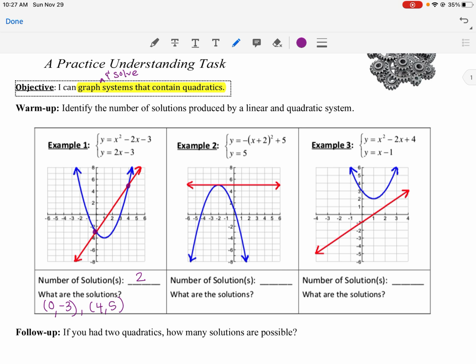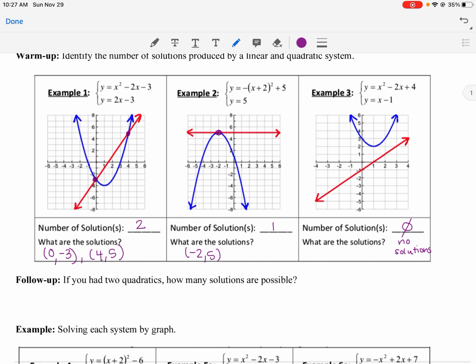Okay, this next one only has 1 point where the parabola and the line intersect, and it is at the point -2, comma, 5. This last one has 0 solutions, so we say no solutions, right? Because the line and the parabola don't intersect at all.